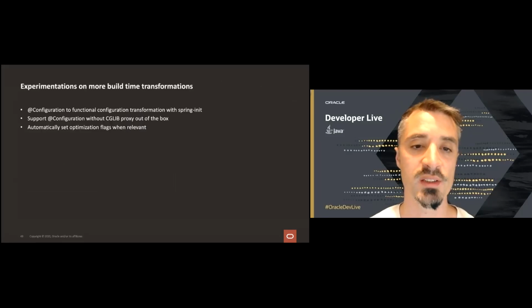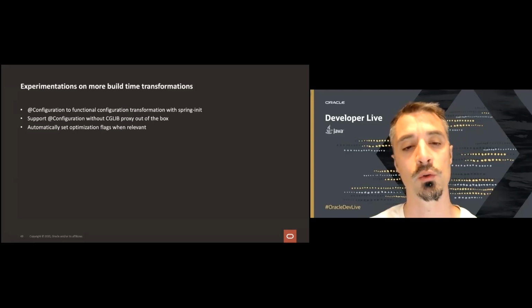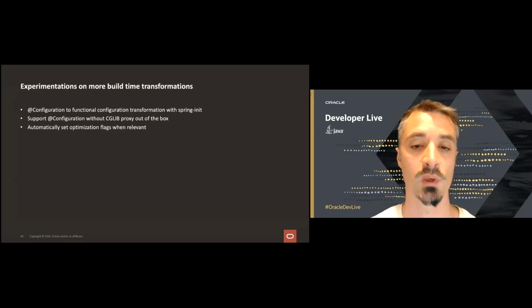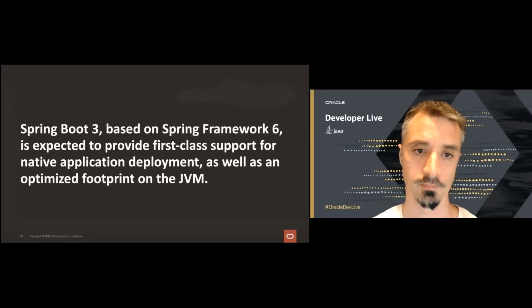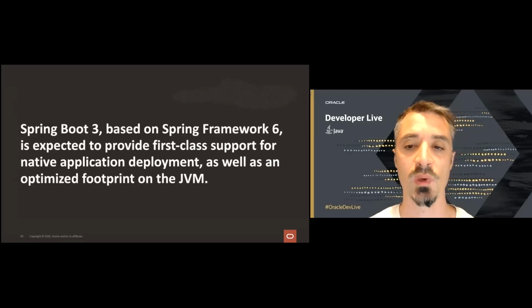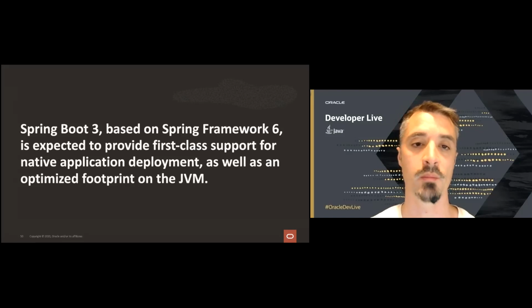We plan to leverage this kind of automated transformation at build time. In addition to this configuration conversion mechanism, we plan to support @Configuration and @SpringBootApplication annotations without CGLIB proxies, in order to support your Spring Boot application without requiring changes like that. We would also like to automatically set optimization flags when relevant. Spring Boot 3, based on Spring Framework 6, is expected to provide first-class support for native application deployment, as well as an optimized footprint on the JVM.